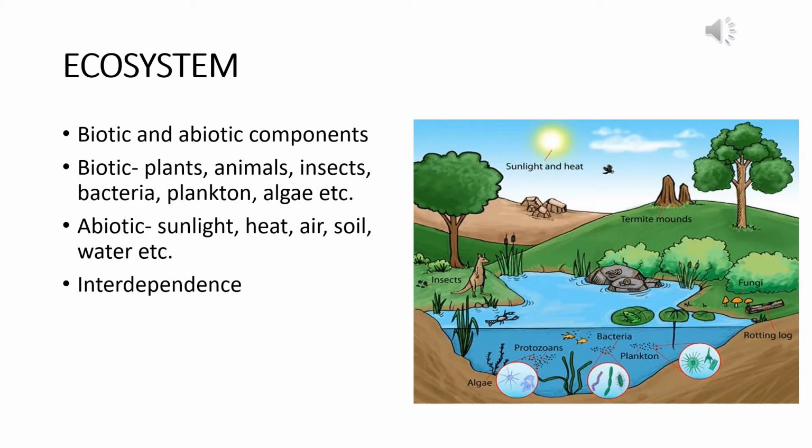So in the picture we can see that the living or biotic components include the insects, the kangaroo, the bird, the termites, bacteria, plankton, protozoa, algae, fungi, etc. And the abiotic components include the sunlight, the heat, air, soil, water, all of this. All of these biotic and abiotic components are interacting among themselves and they are interdependent on each other.